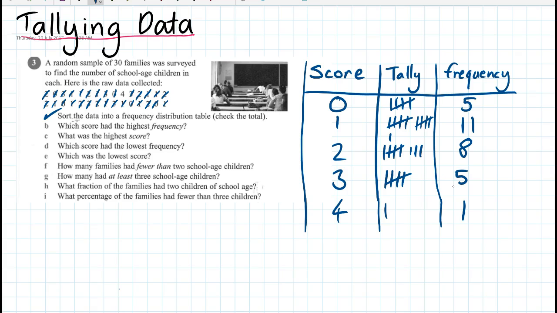Okay, sort the data into a frequency distribution table. That's a frequency distribution table. Job done. And that makes the rest of the questions relatively easy to answer.